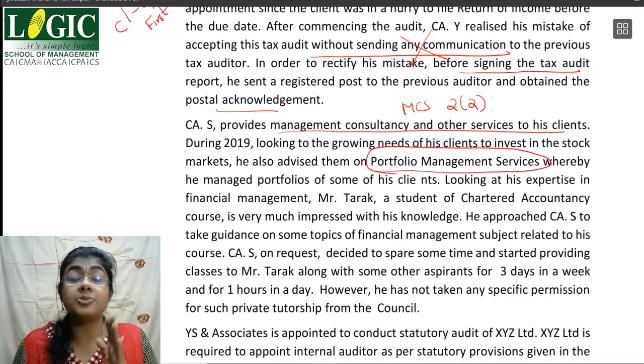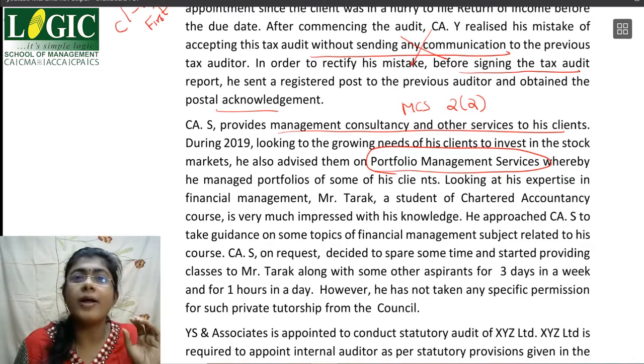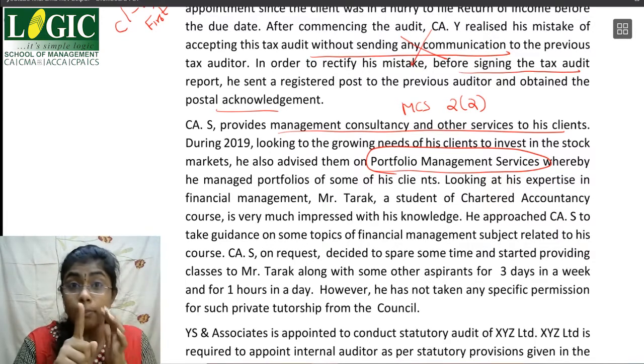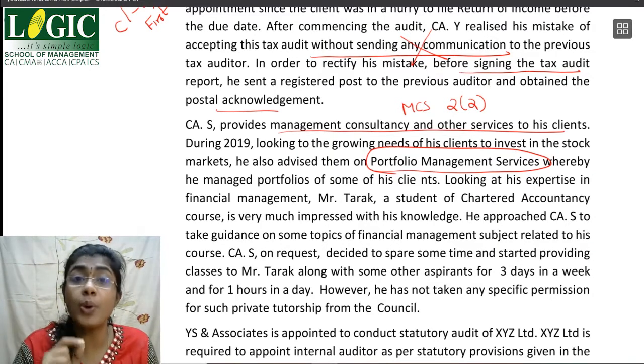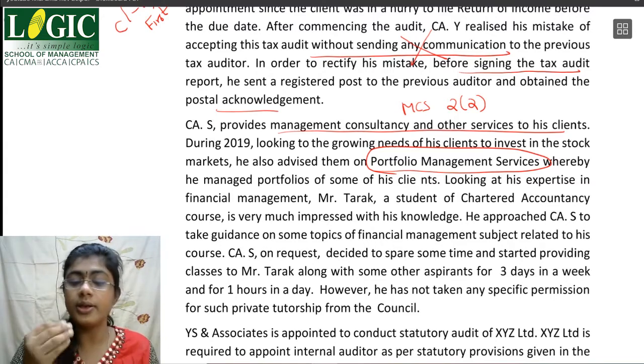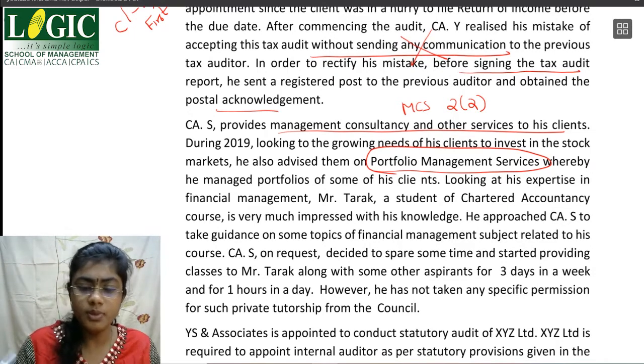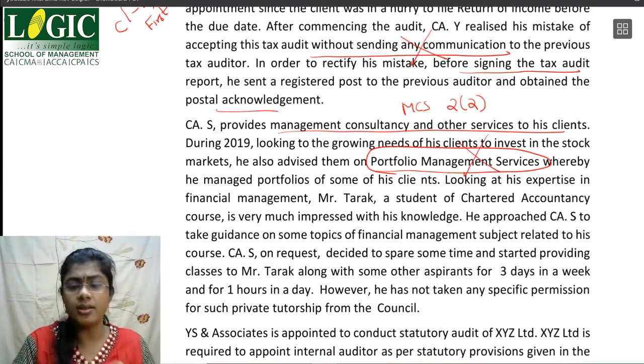See students, as per section 2.2 of our CA Act 1949, a wide range of MCS, Management Consultancy Services, are allowed. But it specifically says that portfolio management, brokering, underwriting are not allowed. Here, CAS provides portfolio management services, hence he will be guilty. So this is against the ethics.